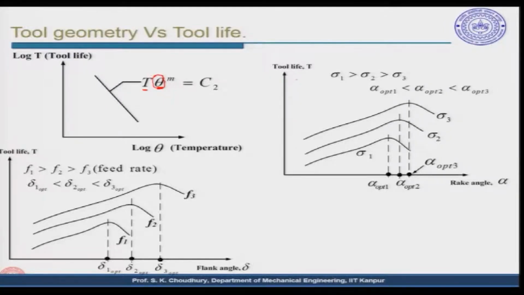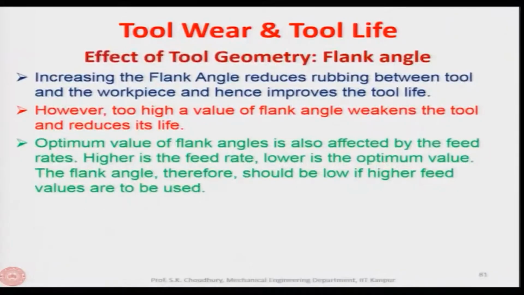Now, here what is shown is that as we increase the rake angle, initially the tool life is increasing, but afterwards it decreases because the tool gets weakened. And if we say that this is the harder material, this is the strength of the material, in that case the optimum value of the rake angle will be lower. Earlier we also concluded that the optimum value of the flank angle is affected by the feed rates.